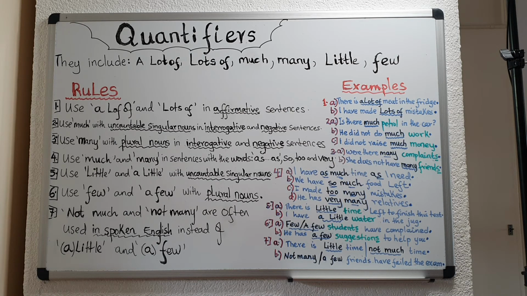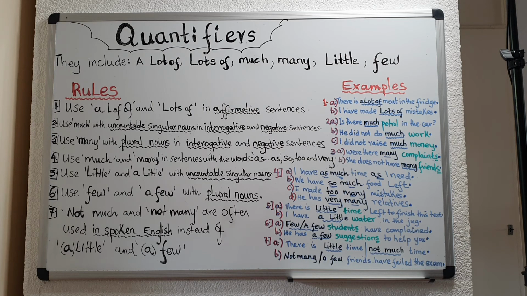Few students have complained, or you can say a few students have complained. In that sentence, you have the noun student, and it is in the plural form, and that's why we have added s at the end of the word student. So we're talking about students. Okay? Now, in that sentence, you can either use few or you can use a few.